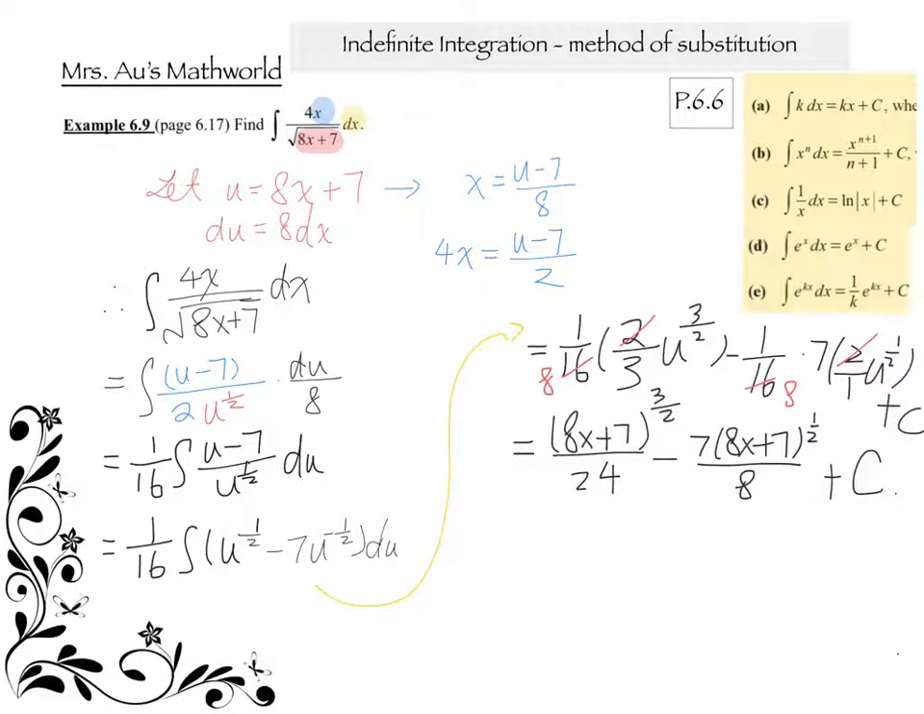So the key point of this question is to let u be the complicated part. After we differentiate, you can substitute it into u again, and substitute all the x into u in one step. Let's move on to example 6.10.